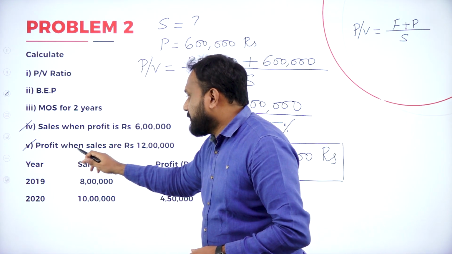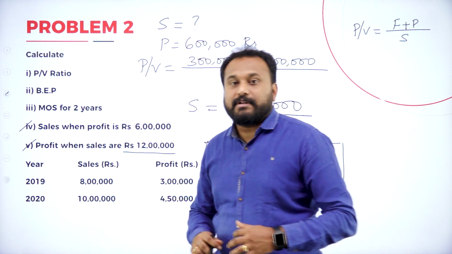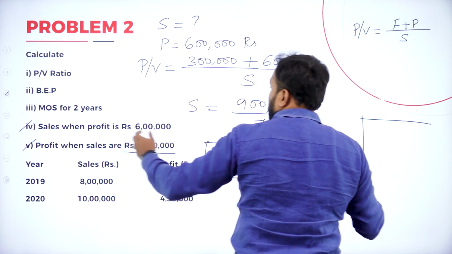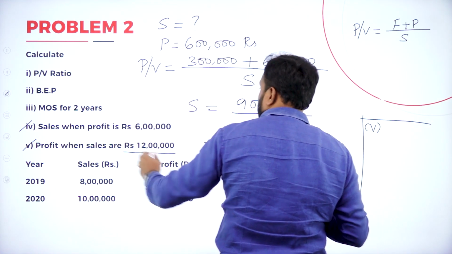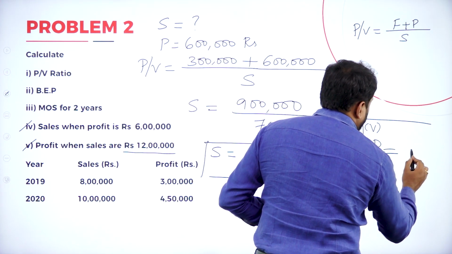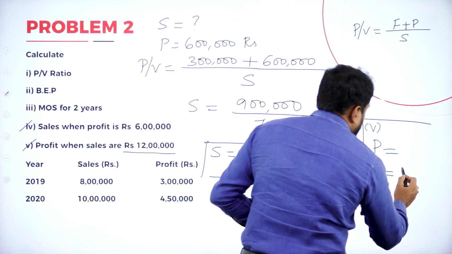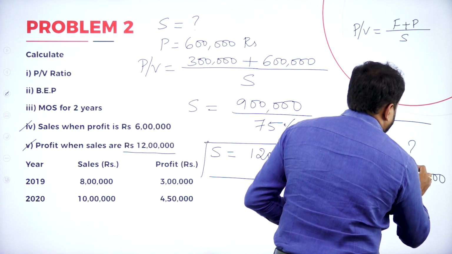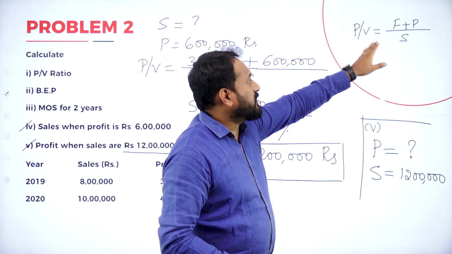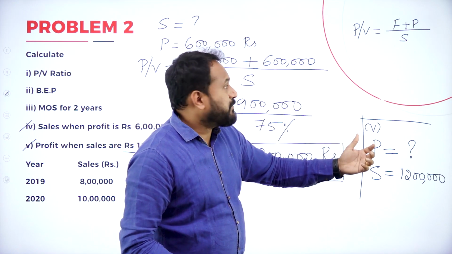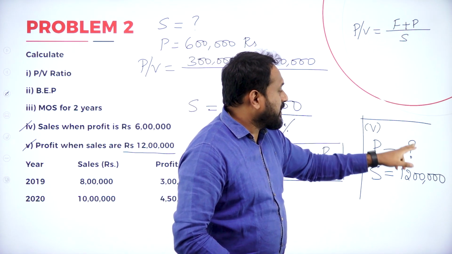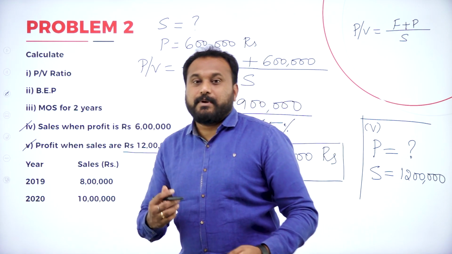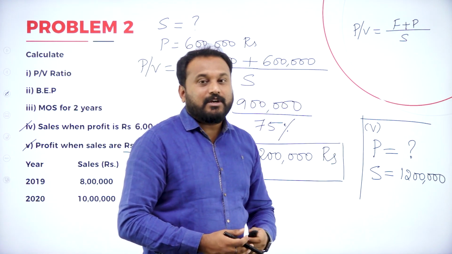Now understand the last one: profit when sales are rupees 12,00,000. What is the fifth question demanding? Sales is 12,00,000 rupees, and you are supposed to find profit. How will you do this? It's simple. PV is equal to F plus P divided by S. PV is 75%, fixed cost is 3,00,000 rupees, profit you are supposed to find, and sales is 12,00,000 rupees. Now cross multiply and you will get profit. The minute you get profit, please comment in the comment box. I'll check whether you have understood or not.